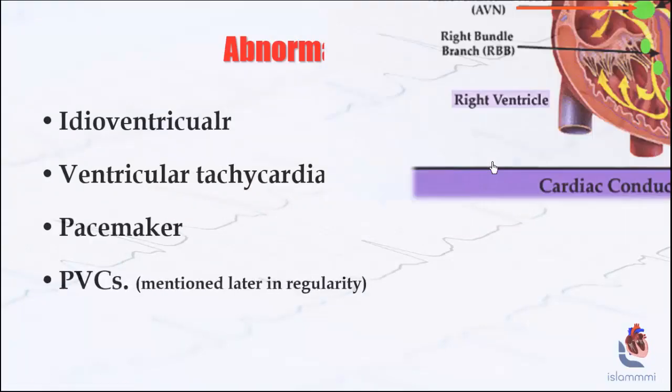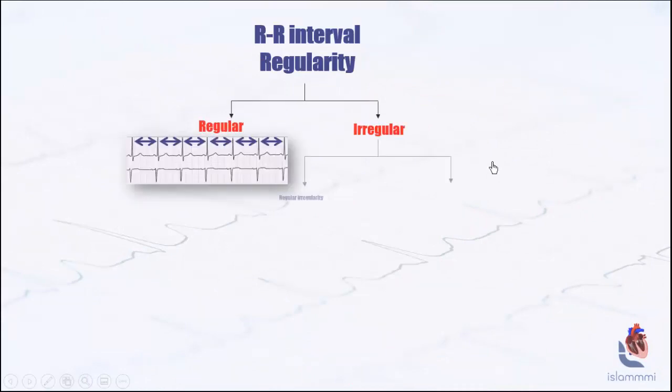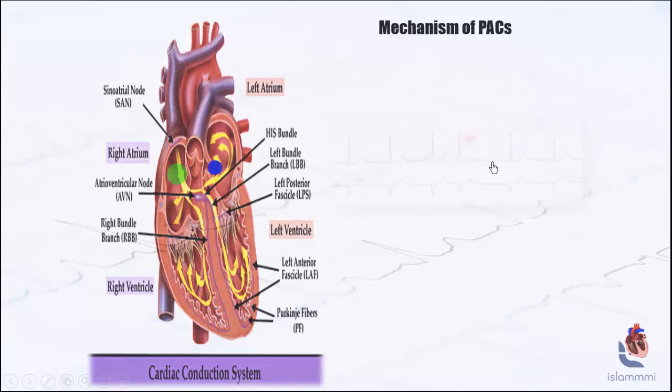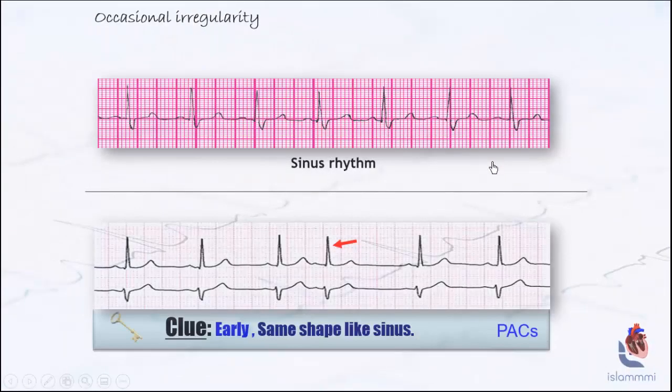PVCs, I'll take it very quickly, just for the sake of time. As I told you, sometimes the pacemaker is the SA node, and there is only another focus giving only one impulse. If this is coming from the atrium, it will be exactly like the sinus, but a little bit early. Why do we call this premature atrial? Premature means early.